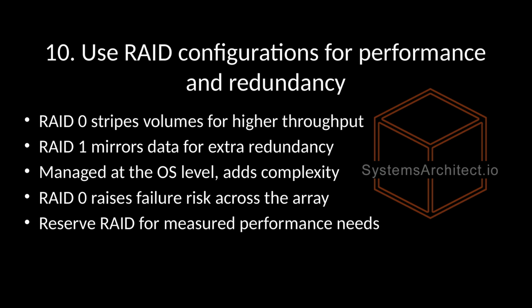10. Use RAID configurations for performance and redundancy. Why reach for RAID at all? Striping volumes in RAID 0 can push throughput beyond a single volume's limit. RAID 1 mirrors data for extra redundancy beyond EBS's own replication. Both add real operational complexity, and RAID 0 actually raises failure risk. For most workloads, one correctly sized IO2 or GP3 volume is simpler and enough.